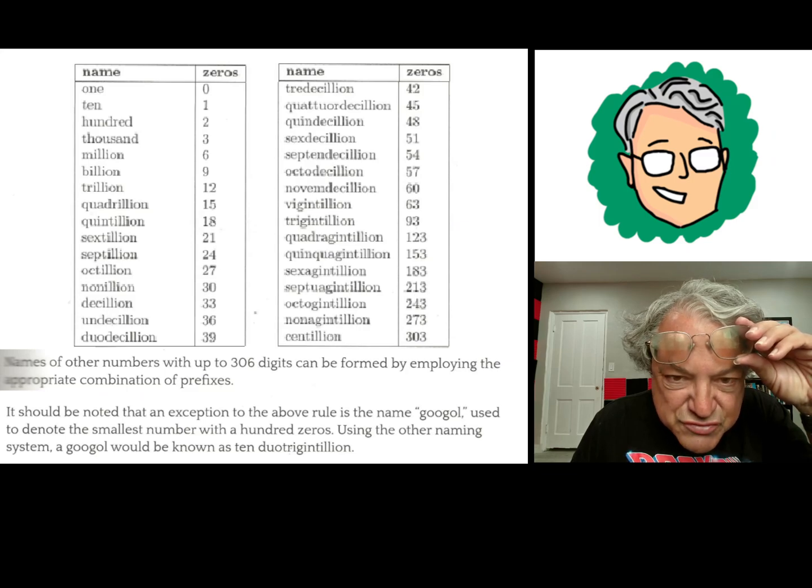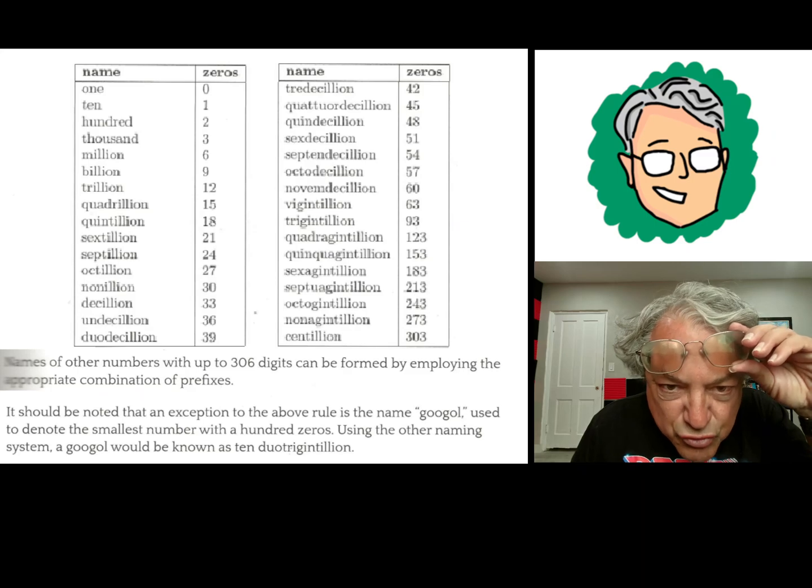And then, might as well just skip to each multiple of 30 zeros now. So quadragintillion has 123 zeros. Then quinquagintillion, these are weird names. Sexagintillion has 183 zeros. Septingentillion, 213. Octingentillion, 243. Nonagintillion, 273 zeros.